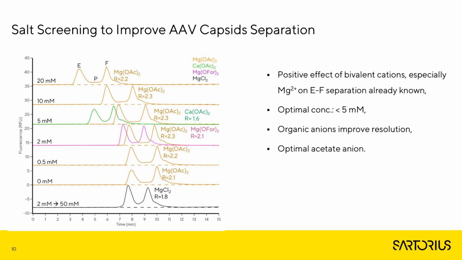Then we also tested different concentrations of the magnesium acetate buffer, and we see that at a higher concentration, peaks elute earlier, which suggests less favorable binding conditions. So the optimal concentration for the salt screening was less than 5 millimolar.